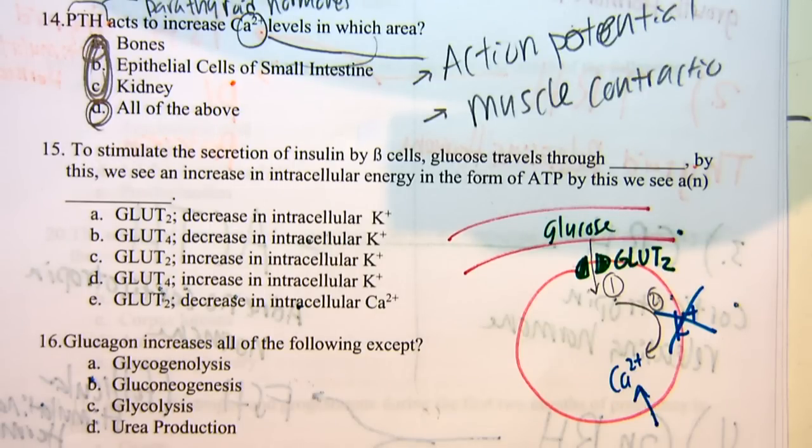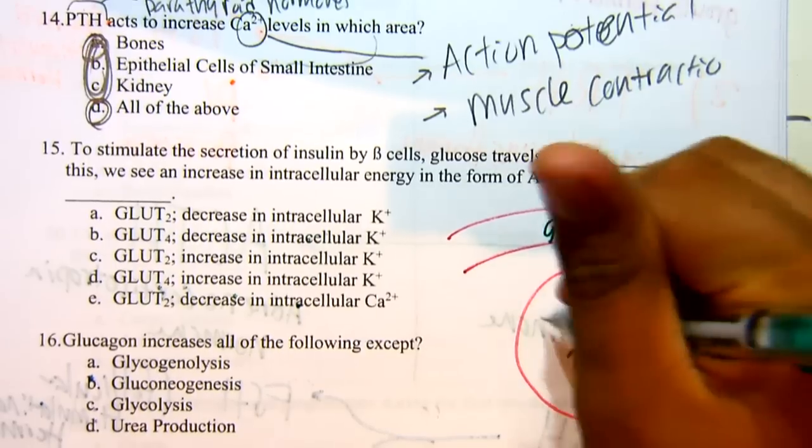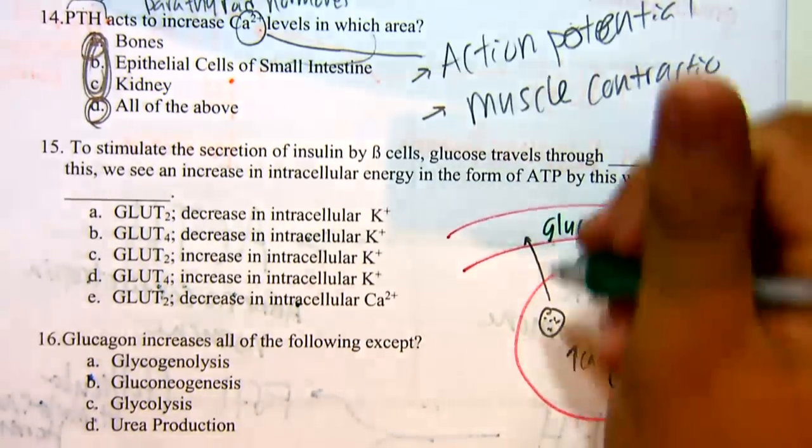Potassium remains inside the cell. This leads to depolarization, opening the calcium channels. The increased calcium forces the vesicles full of insulin to leave via exocytosis. So by an increase in calcium, we're going to see a vesicle of insulin get secreted into the blood.